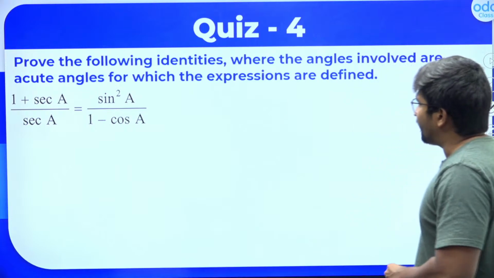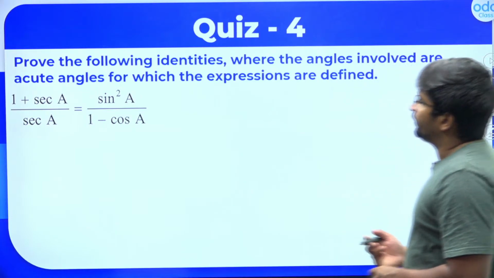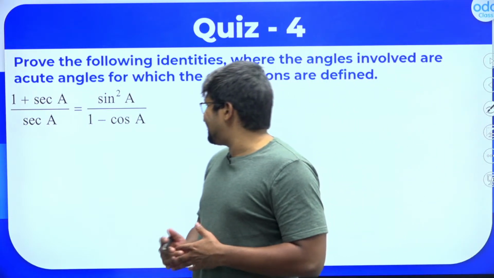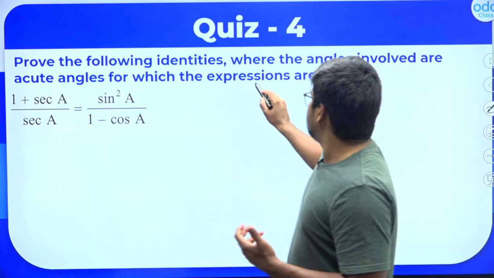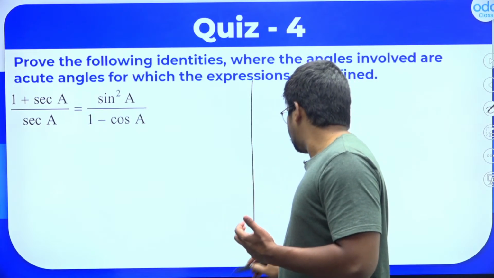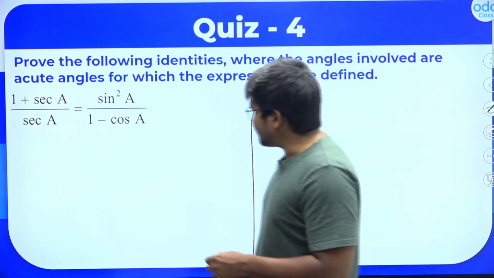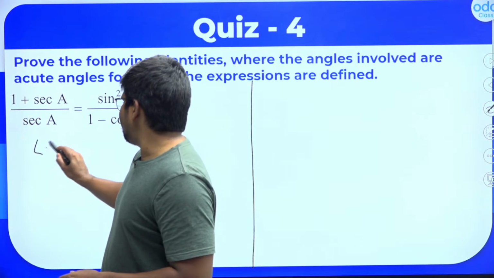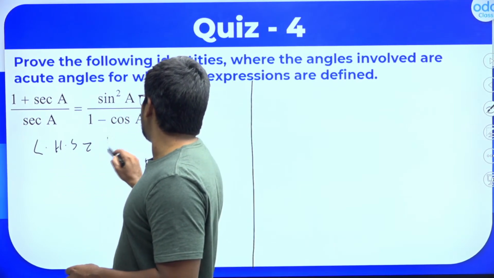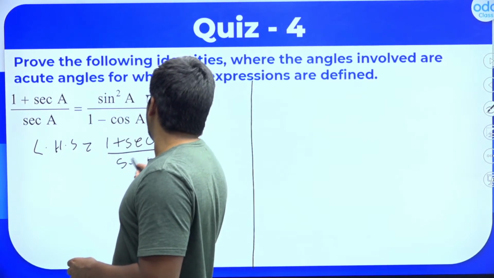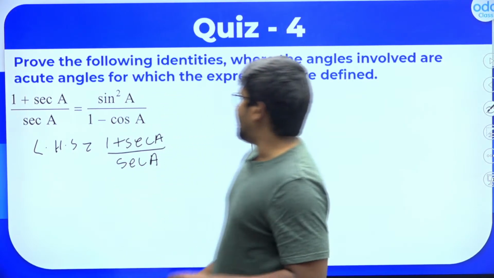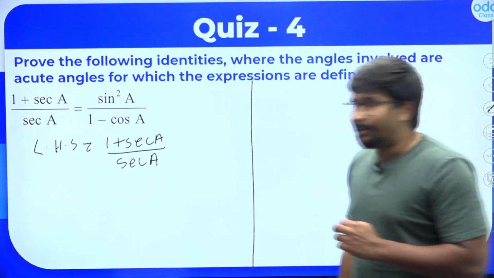Now the next one: prove the following identities. 1 plus cosec a divided by cosec a is equal to sin square a divided by 1 minus cos a. This is what we have to prove. Now let's see how we prove this. Let's take LHS. LHS is equal to 1 plus cosec a divided by cosec a.